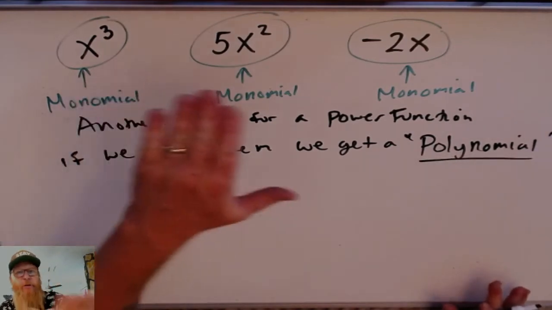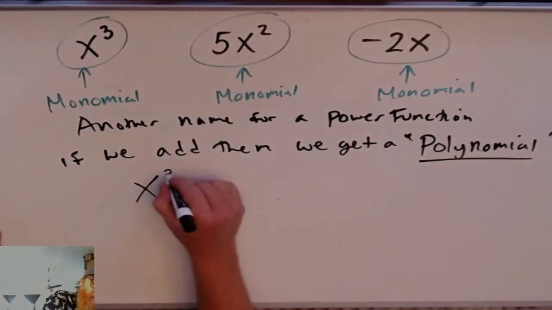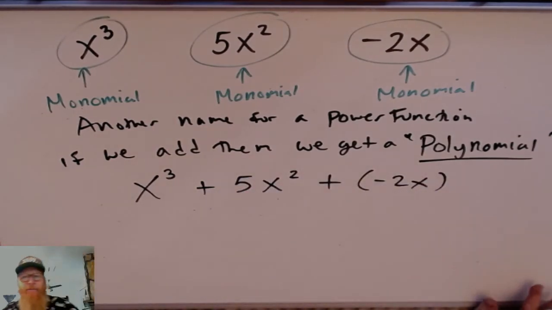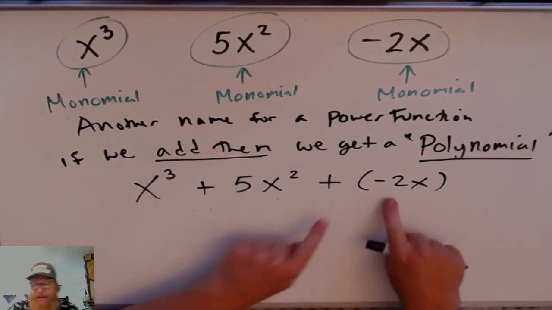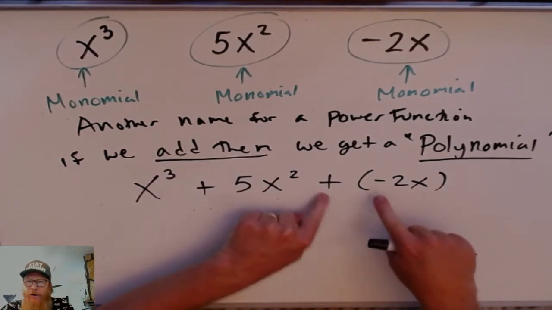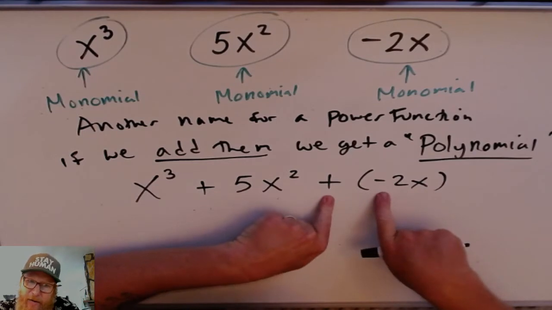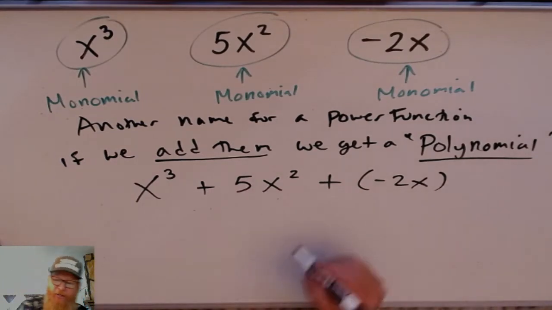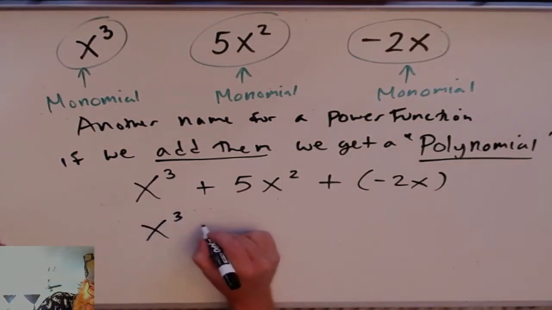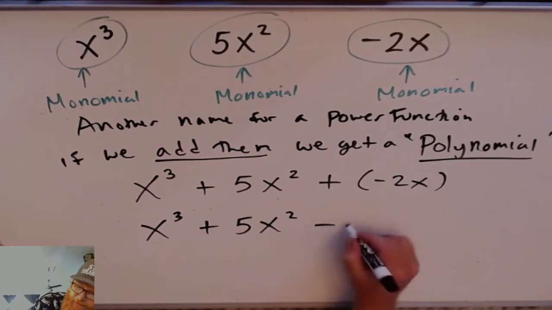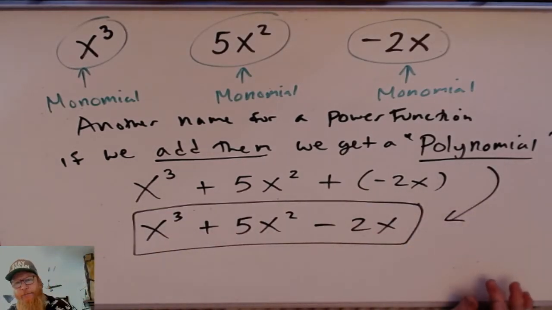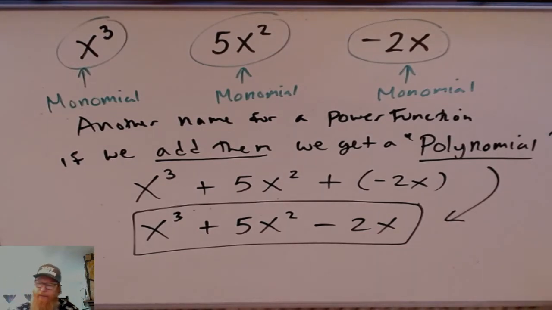So you have monomial, monomial, monomial. If we add them together, everything is considered adding, even if it's negative. But nobody wants to write this, including myself, and I really love math, and I still don't want to write plus parentheses, minus parentheses. That's just too much. So we typically rewrite it like this. And this is called a polynomial. Okay.